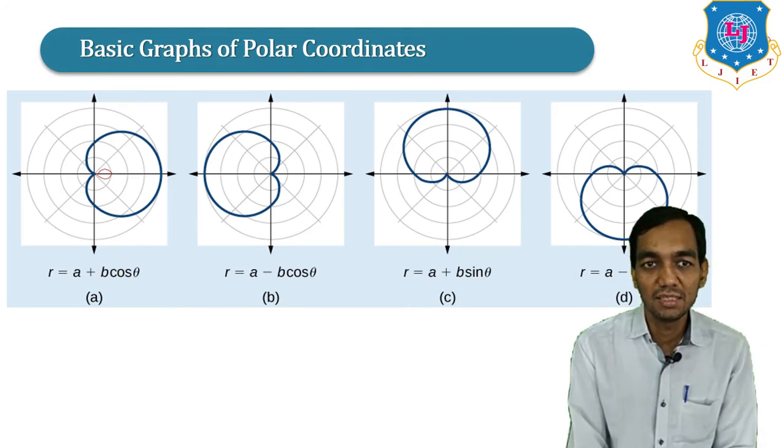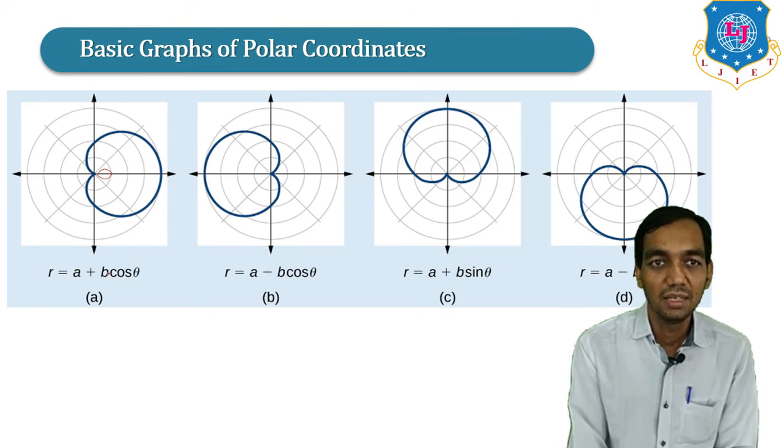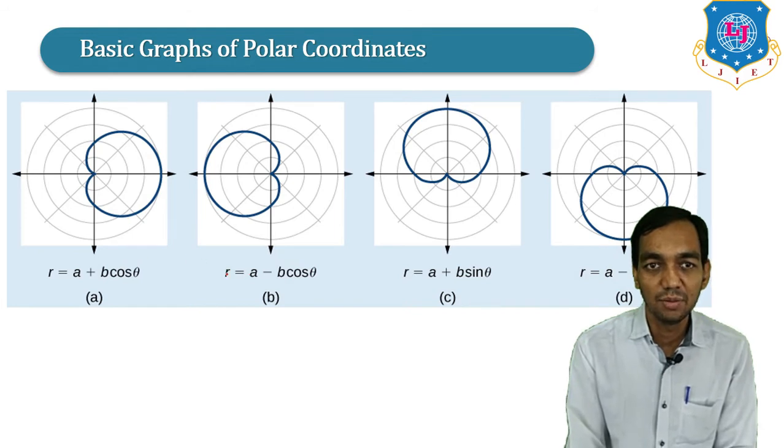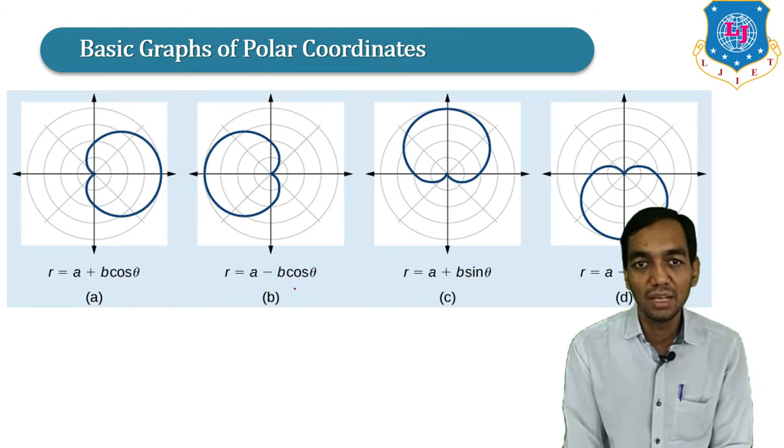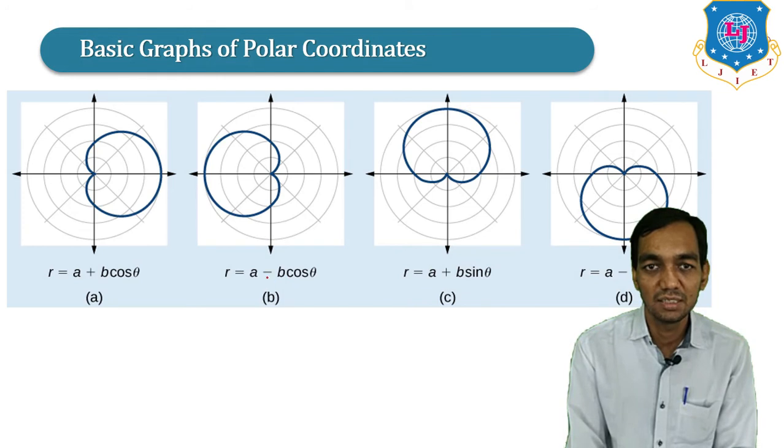But if you have A is equal to B, that means A common out, and you will have R is equal to A cos theta. In that case, this is going to be a simple curve, which is given here. This is the equation of a cardioid. In the same manner, R is equal to A into 1 minus cos theta. That means we are discussing A is equal to B only.